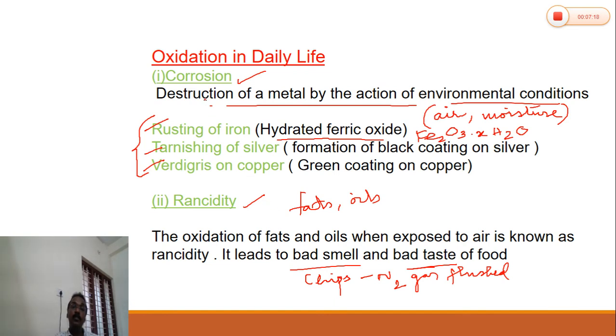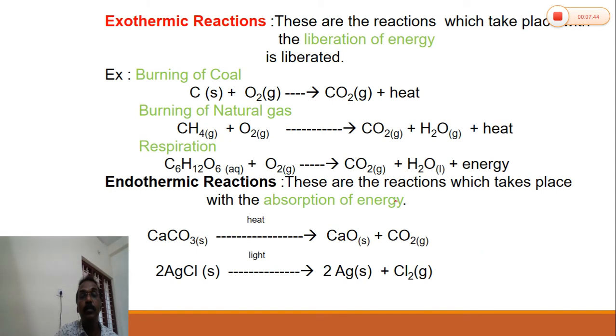Corrosion is the destruction of metal. It can be prevented by oil, grease, painting, coating, plastic coating, cathodic protection, making alloys, etc. Rancidity can be prevented by airtight containers, refrigeration, and flushing with nitrogen or another inert gas.